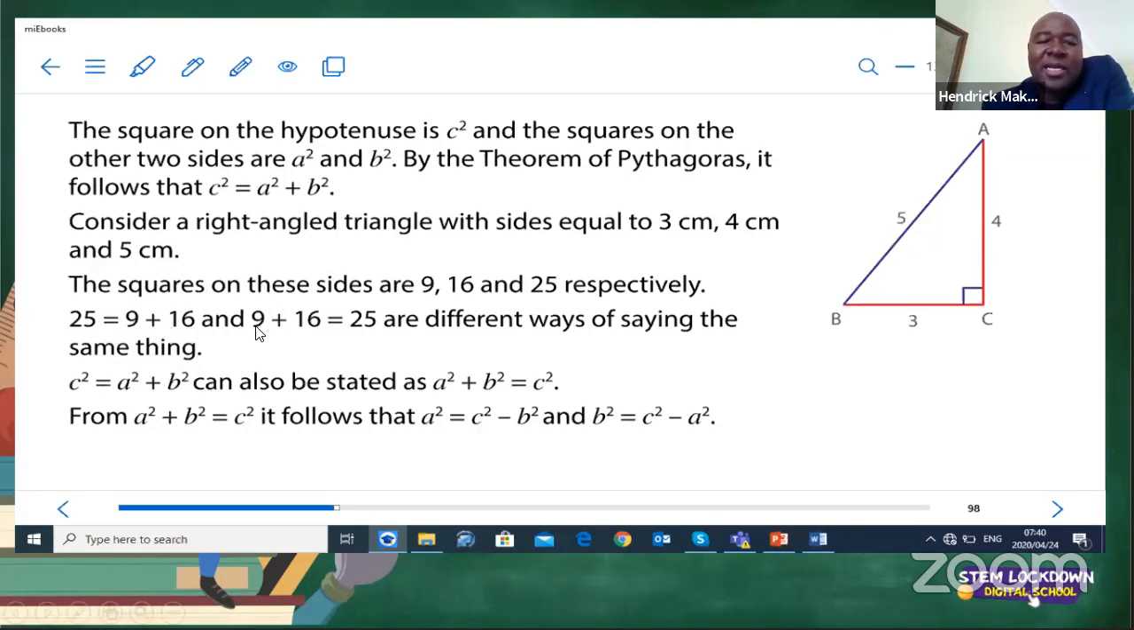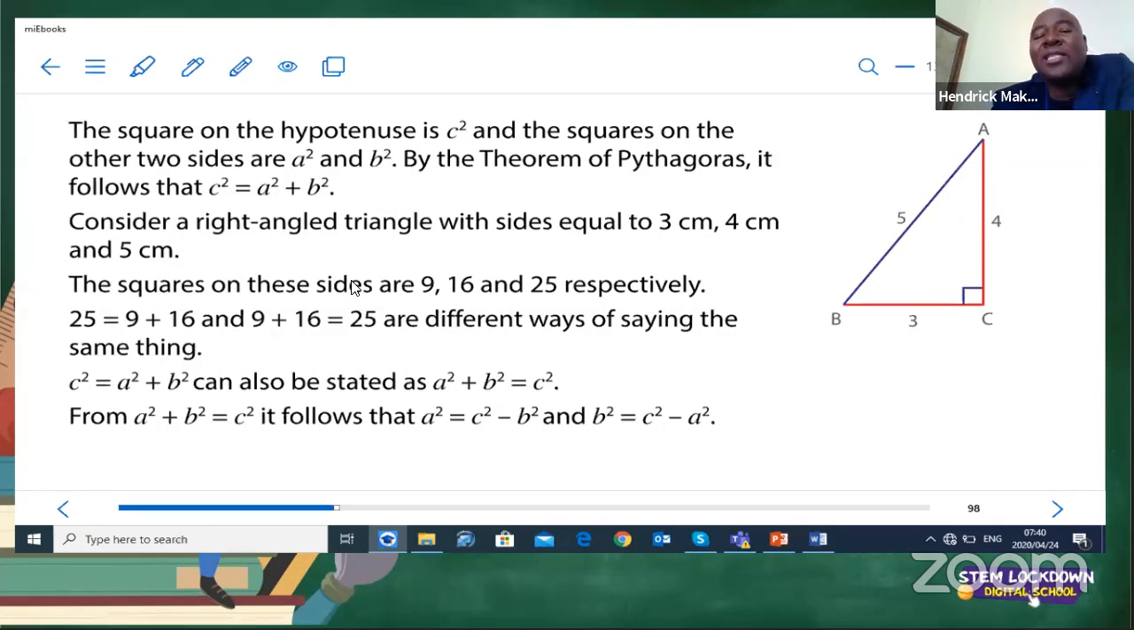This means that c squared is equal to a squared plus b squared. And this can be summed up as the theorem of Pythagoras. The square of the hypotenuse side. You need to remember the key concept here: the hypotenuse side, which is the longest side, the side that is opposite 90 degrees.